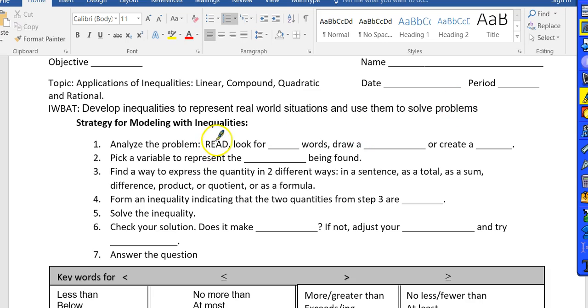All right. So here we go. Our process doesn't really change. Analyze the problem. Read, read, read until you understand. Look for key words. They're so helpful. Draw a diagram if you have to, or create a table if you need to. Some of these problems are so basic, it's just, should I choose greater than or less than? That's really the only decision that you have to make. Then we're going to pick a variable to represent the quantity being found. What are we looking for?